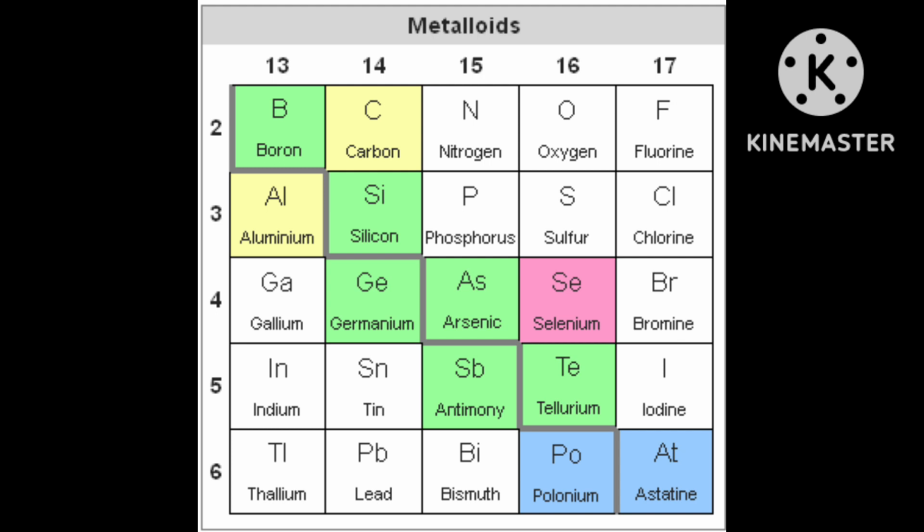This is called anomalous behavior. Okay, that you will read separately. This type of diagonal similarity is also called a diagonal relationship, and it is commonly referred to as diagonal relationship in the periodic table.